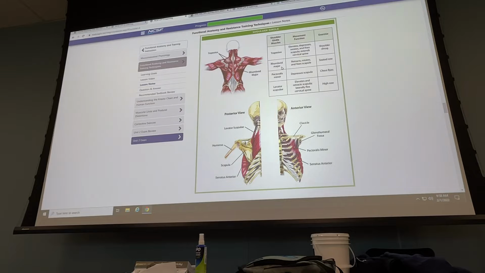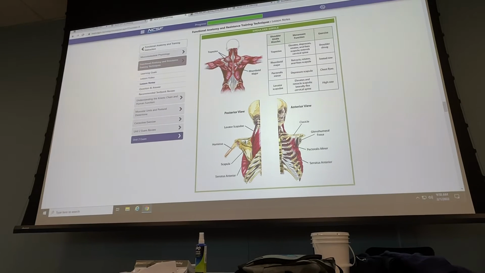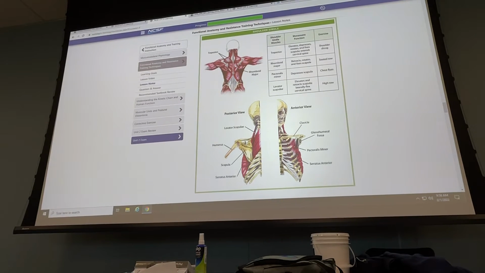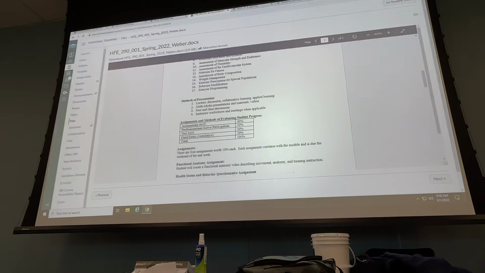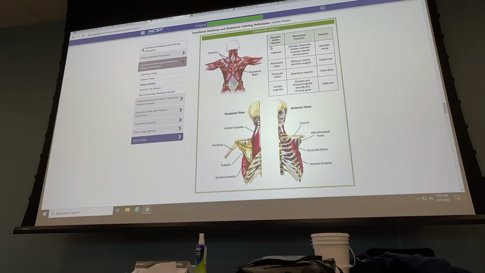Rhomboid major. So we have a rhomboid major, which is in between the scapula. When you pinch your shoulder blades together, or like you're trying to crack a nut between your shoulder blades, that's your rhomboids working. Something like a seated row. Should have an example here of a seated row, right? Seated row. No, they don't. They don't, I'm sorry. But I think you've all seen a seated row.